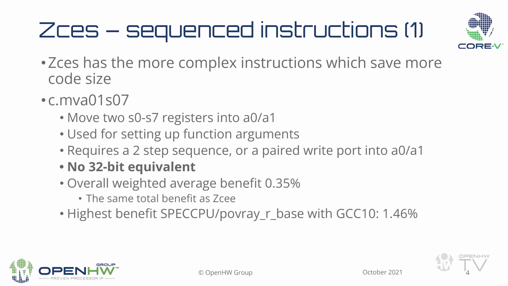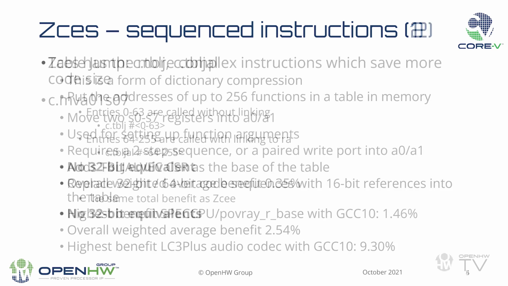Executing it requires a 2-step sequence, or you could implement a paired write port. Obviously the 2-step sequence has worse performance, but you need a sequence for the push-pop instructions later. There's no 32-bit equivalent of this instruction. Overall, it saves as much as Zceb on average, and on one particular SPEC CPU benchmark, it saved 1.46%, which is very good for a single instruction.